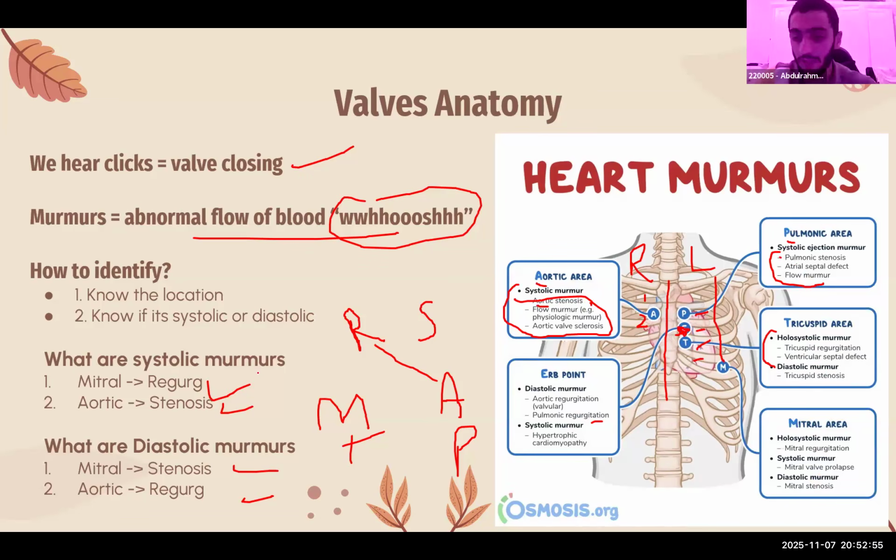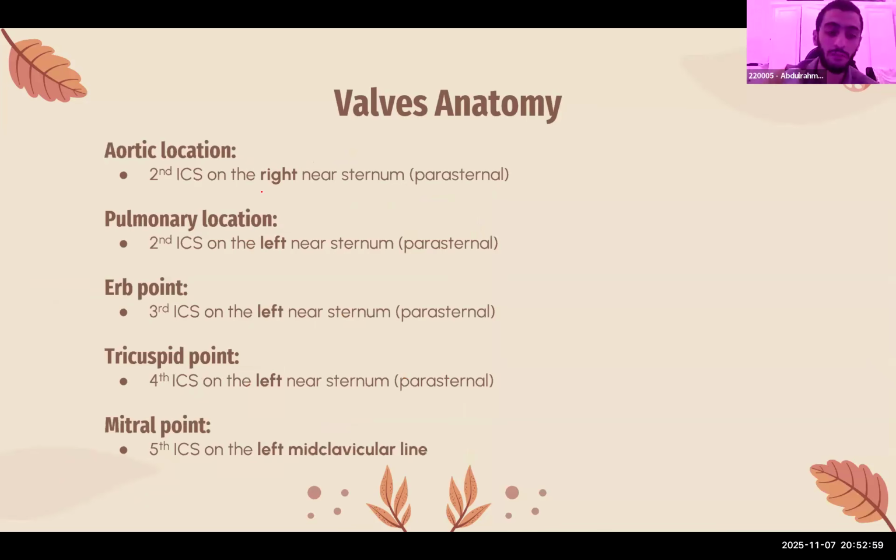They're both there. Okay? So now that you know these, inshallah. And this is the locations. The only one on the right.